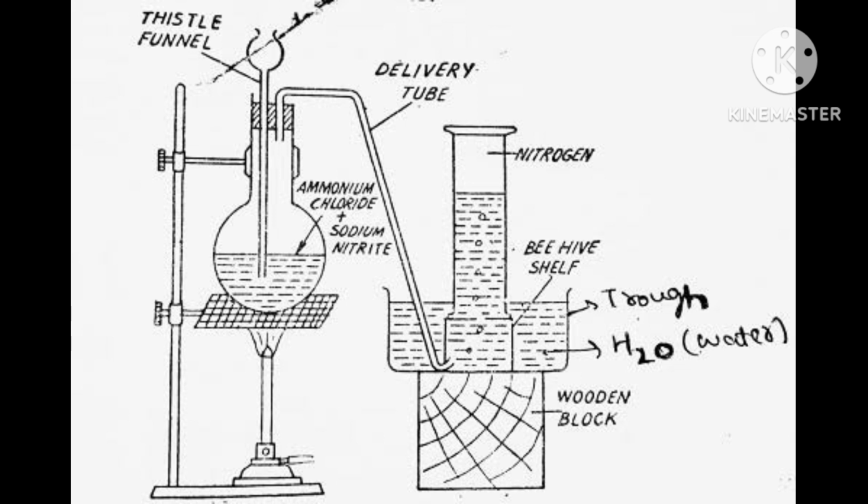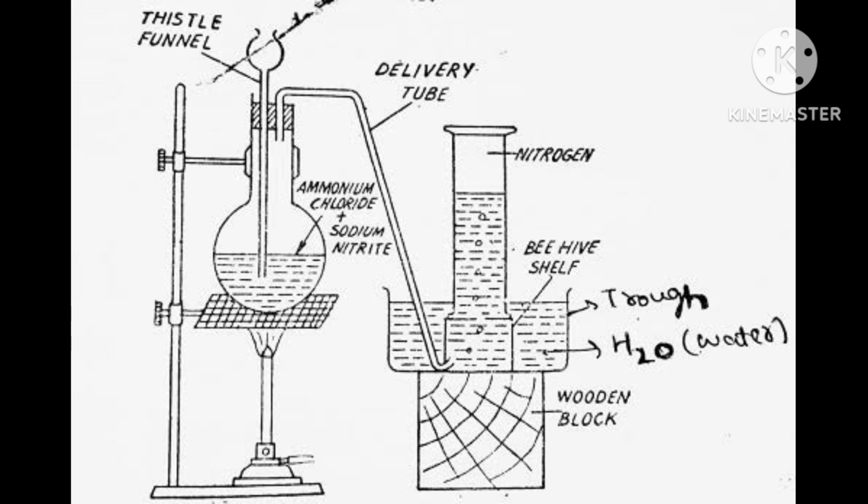In the laboratory, how will we make it? In the laboratory, dinitrogen is prepared by treating an aqueous solution of ammonium chloride with sodium nitrite. Reaction you can understand: ammonium chloride aqueous NH4Cl plus NaNO2, that is also aqueous. Both are aqueous. Both will react. Ammonium chloride plus NaNO2 will form three products: nitrogen gas plus water plus sodium chloride.